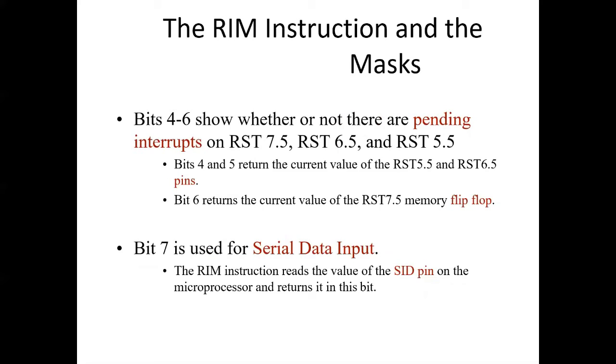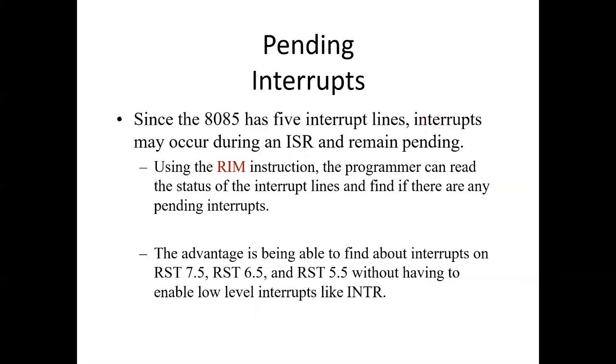Bit 4 to 6 show whether or not there are pending interrupts on RST 7.5, RST 6.5 and RST 5.5. Bits 4 and 5 return the current value of the RST 5.5 and RST 6.5 pins. Bit 6 returns the current value of the RST 7.5 memory flip-flop. Bit 7 is used for serial data input. The RIM instruction reads the value of the SID pin on the microprocessor and returns it in this bit.